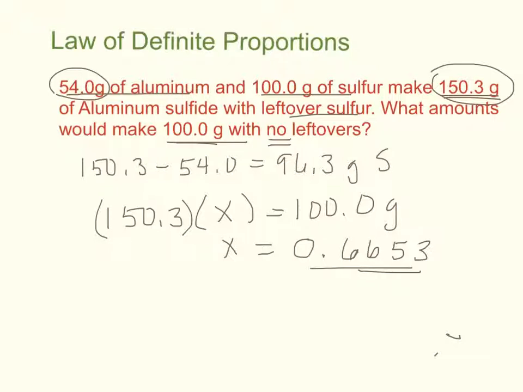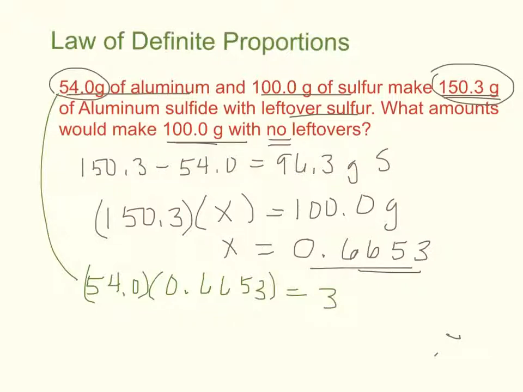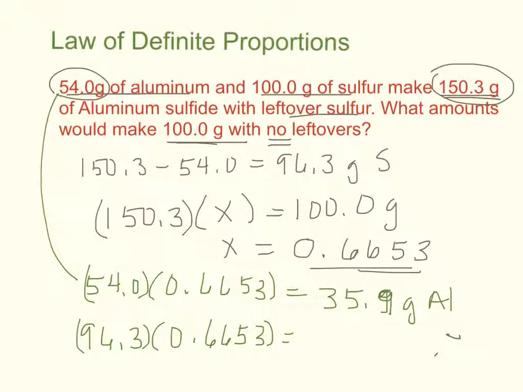So if we go back to our amount used originally, 54.0 times this factor of decrease, 0.6653. If you go ahead and do the math, I can tell you that you're going to use 35.9, that's a 9, sorry, grams of aluminum. And if we do the same thing for sulfur, if we take 96.3 grams of sulfur and multiply it by this factor of decrease, then we'll find out that in order to make our aluminum sulfide, we need 64.1 grams of sulfur. So make sure you can do these kinds of problems because they will be included on the test.